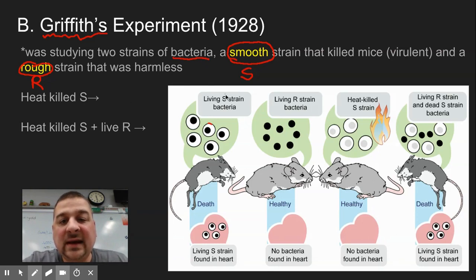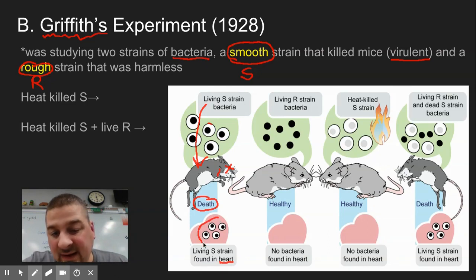First off, the living S strain is what we call virulent. In other words, when he put the living S strain into the mouse, what happened to the poor mouse? The mouse got pneumonia, and after a couple of days, the mouse died. When he did a culture of the blood, the heart, and the lungs, he could find living S strain cultures in the tissues.